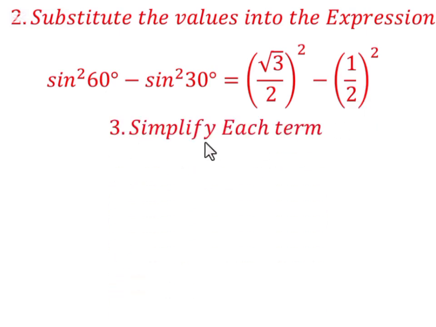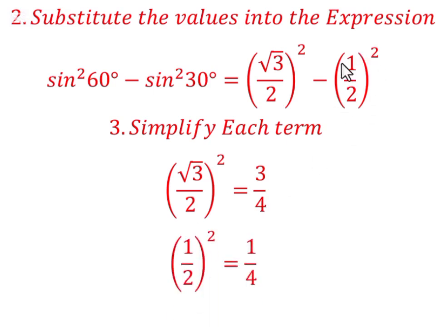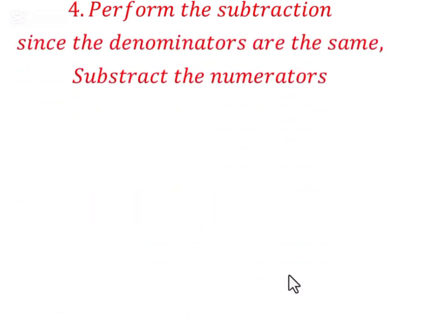Then the third step is to simplify each of these terms. Where we have (√3 over 2)², the square removes the square root, so we have 3, then 2² gives me 4. While for the other expression, I have 1² to give me 1, then 2² to give me 4.